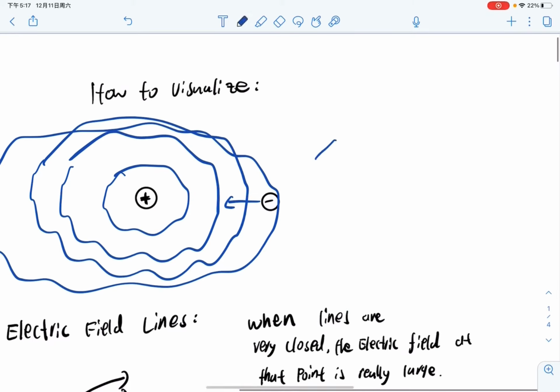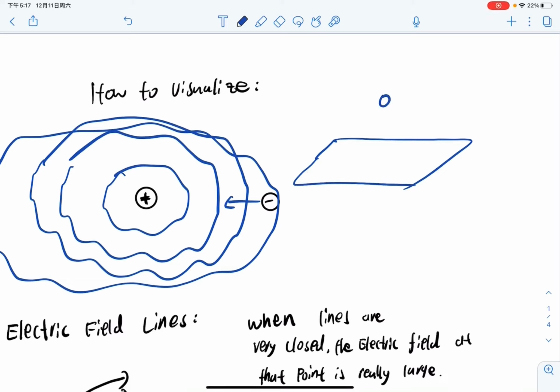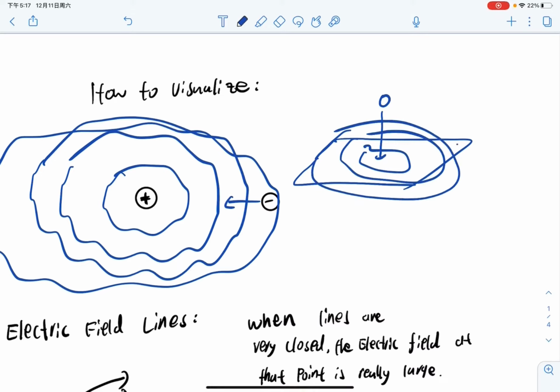You can also visualize it as a drop of water, and when it drops, it expands until it reaches this point, and when it reaches this point, it will attract or repel.